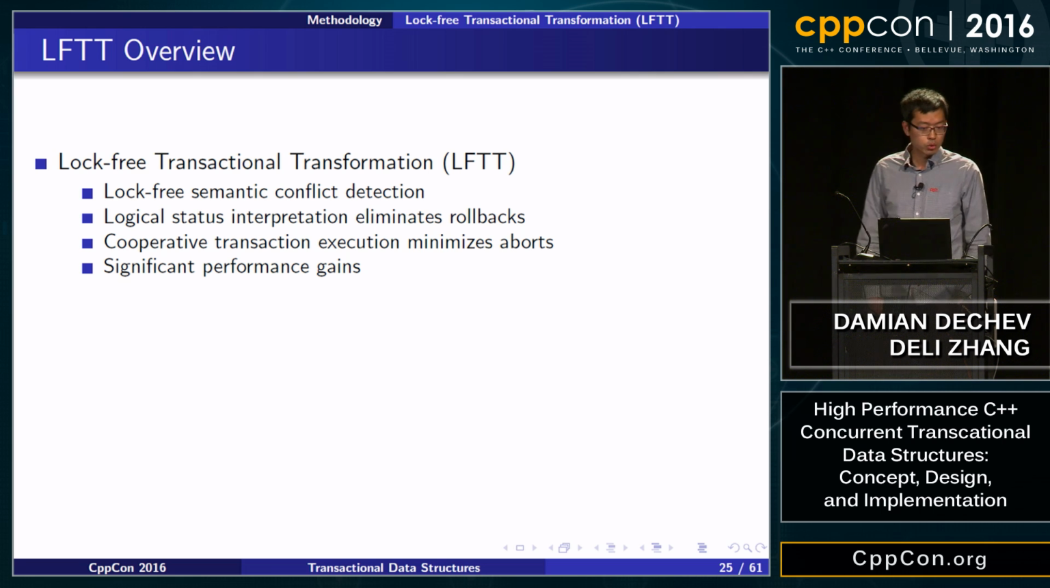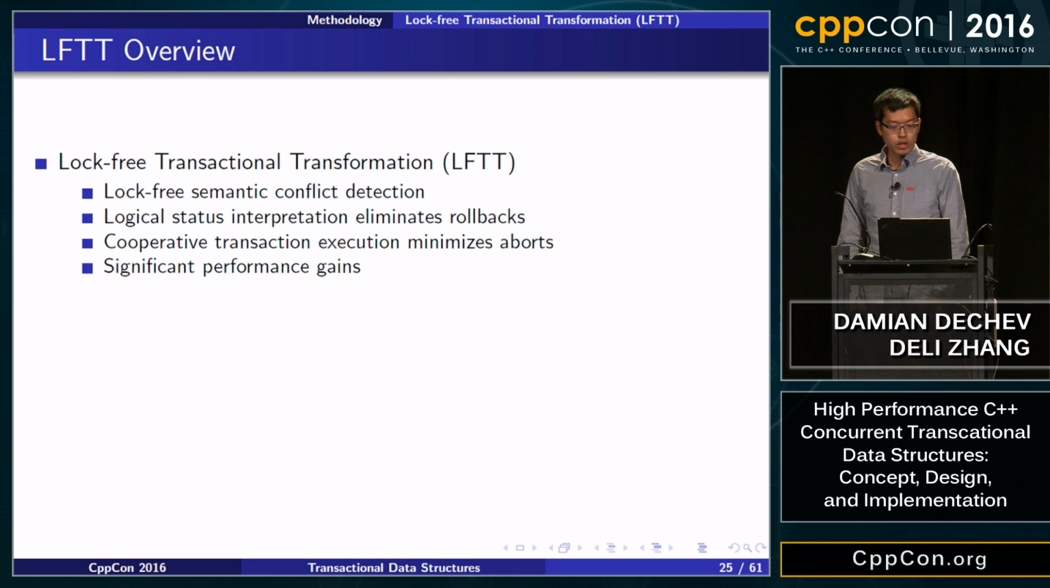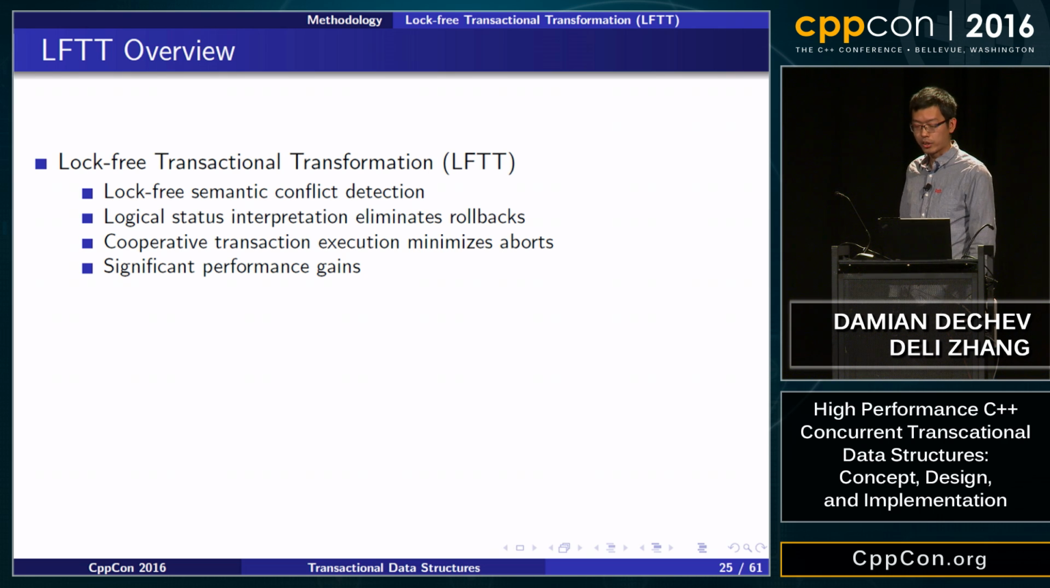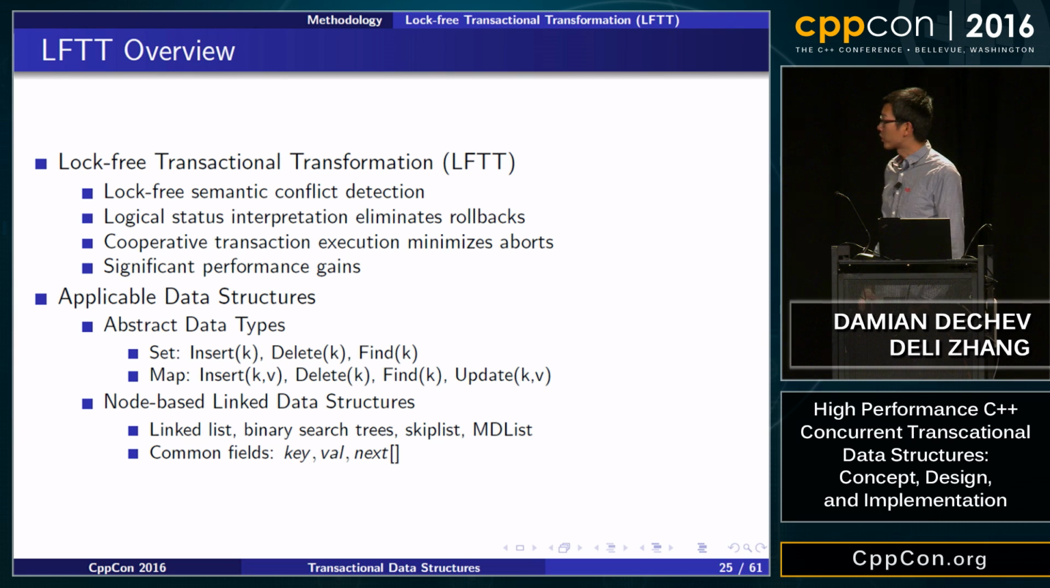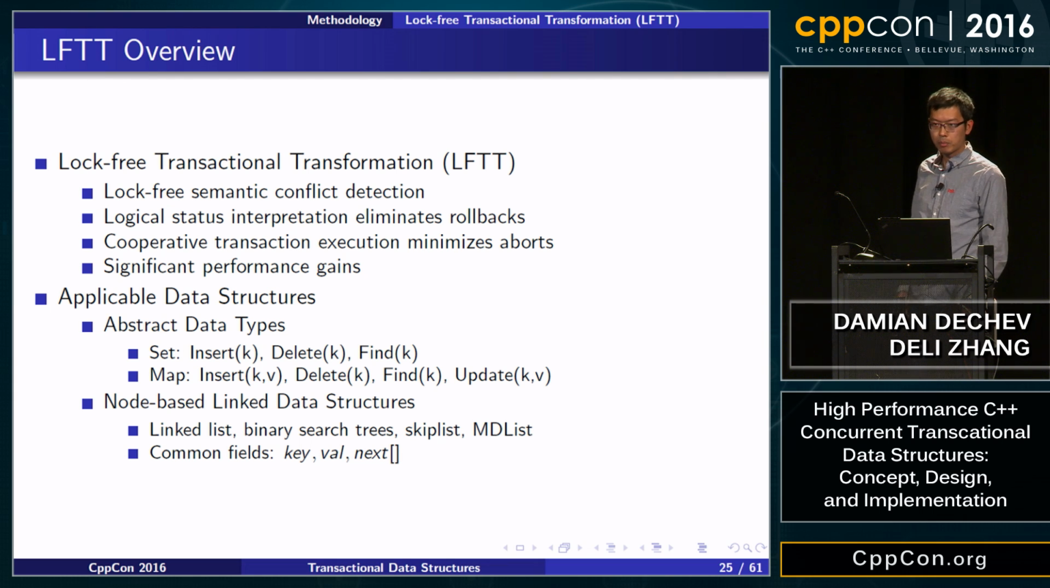It has a functionality to do logical status interpretation to eliminate rollbacks, and it has cooperative transaction execution to minimize aborts. All these combined provide significantly better performance than transactional boosting, STM, or any existing data structure transaction approaches. Currently, this methodology can be applied to set and map data types and node-based linked data structures, such as linked list, binary search trees, Skiplist, and MDList.